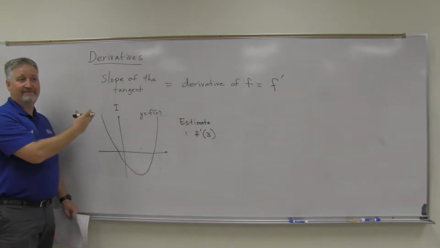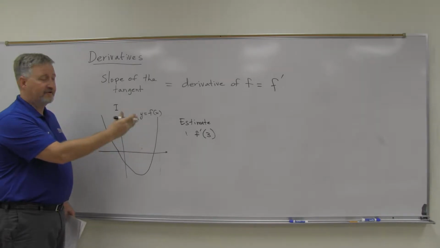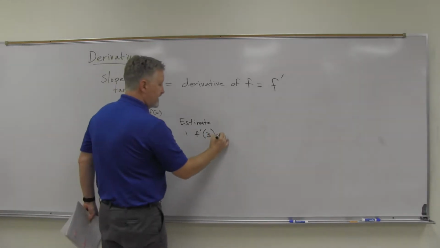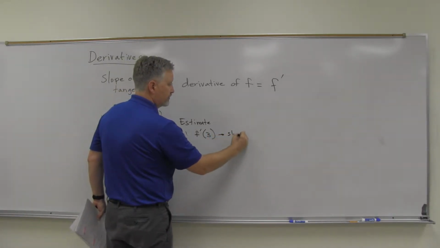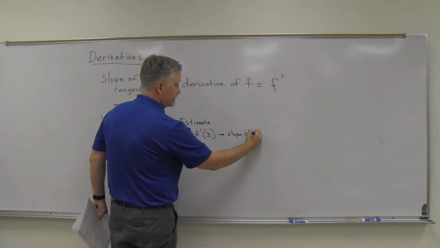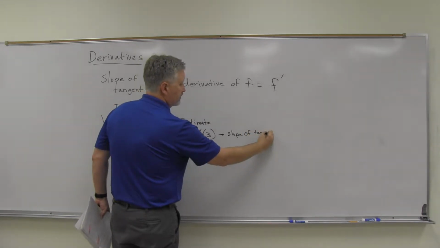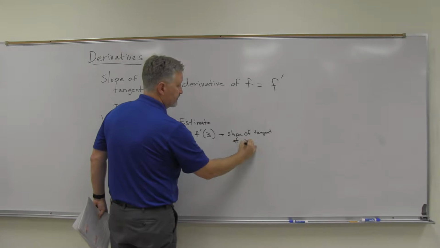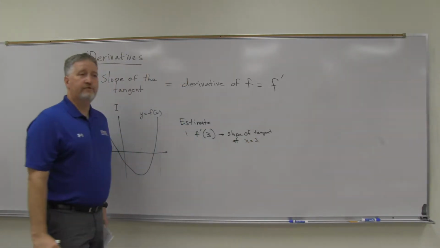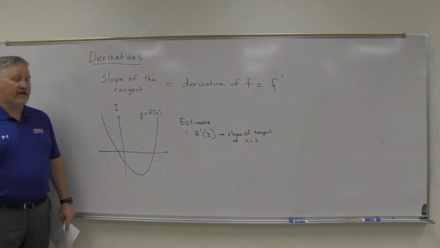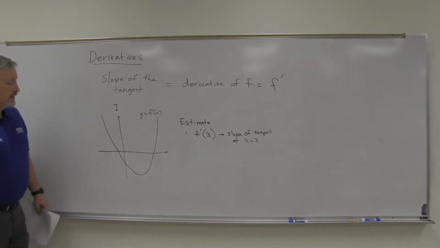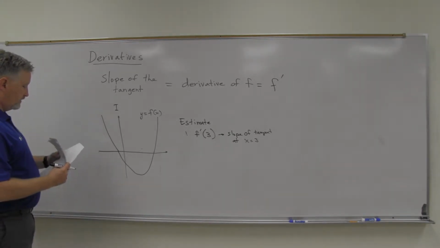So that's what I'm looking for here. I'm looking to estimate the slope of the tangent line at x equals 3. That's what this means. f prime of 3 is going to be the slope of the tangent line at x equals 3. All right, so where are we located on the graph?